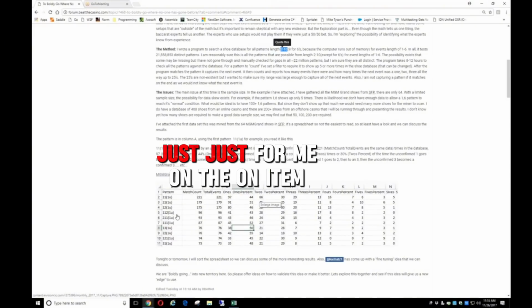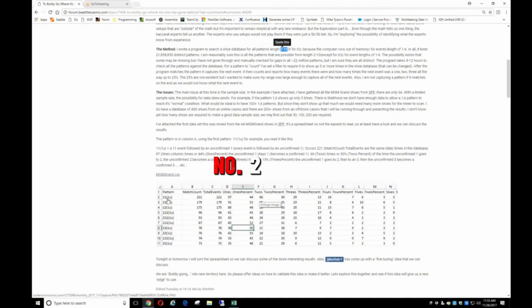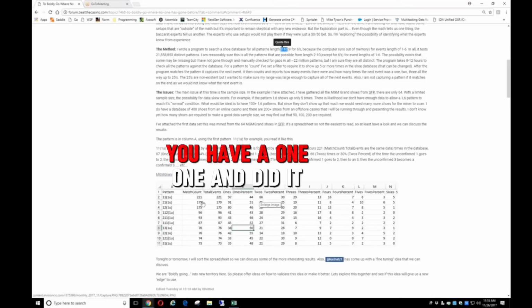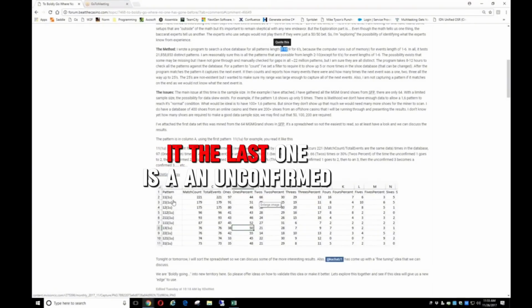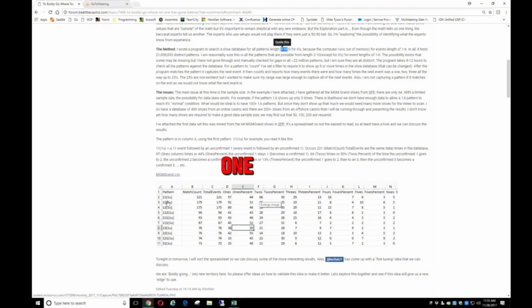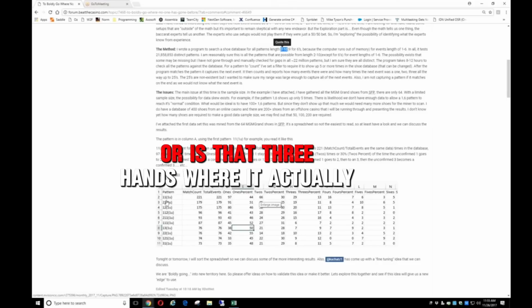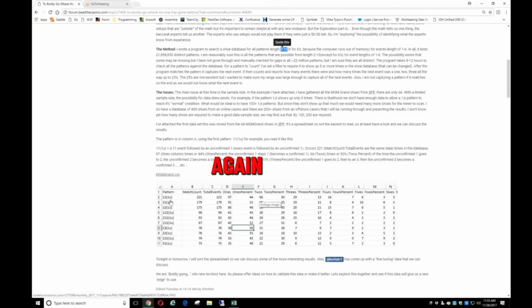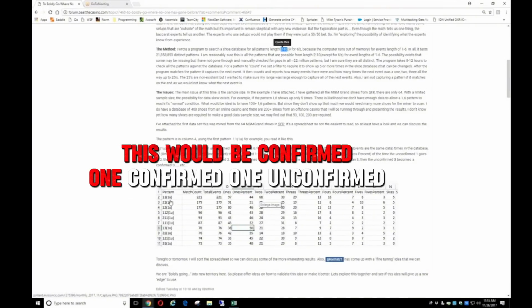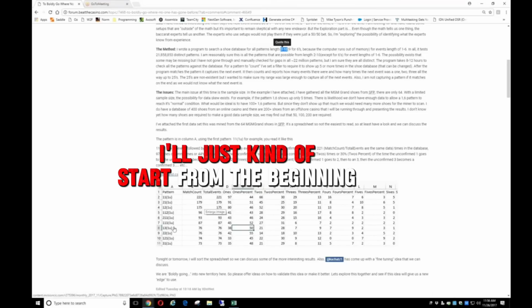Let's say, for instance, on item number 2, you have a 1-1, and did it get, that's a 1U. The last one is an unconfirmed 1, so it's just 2 hands, or is that 3 hands where it actually went opposite again? This would be confirmed 1, unconfirmed. I'll just kind of start from the beginning here.